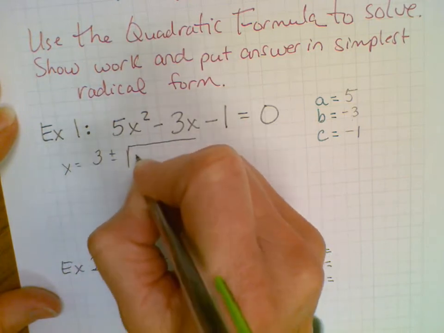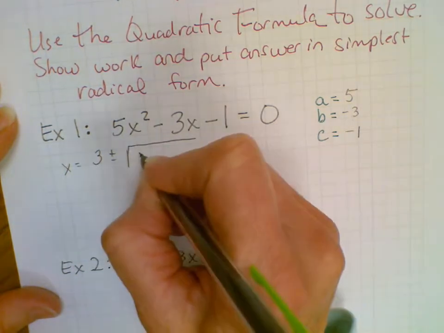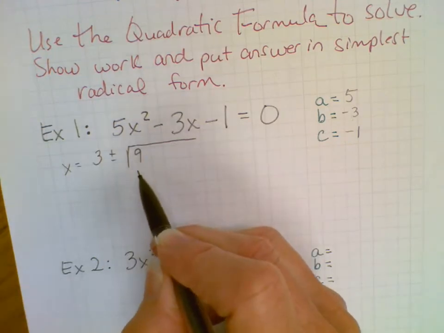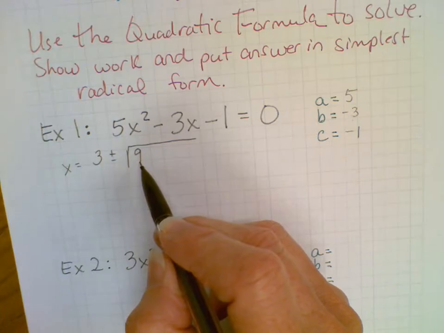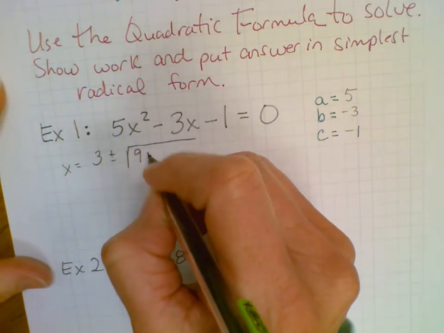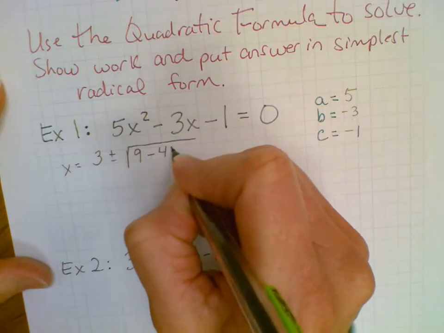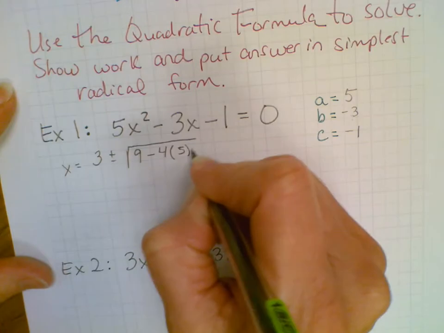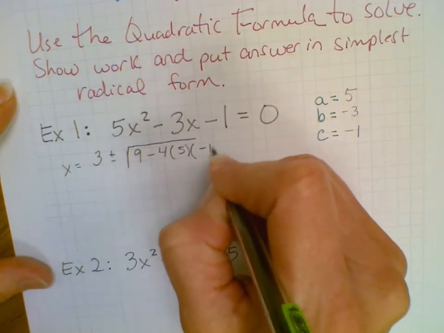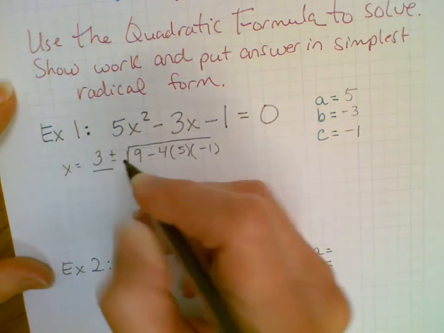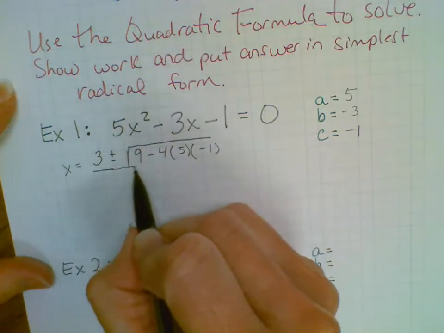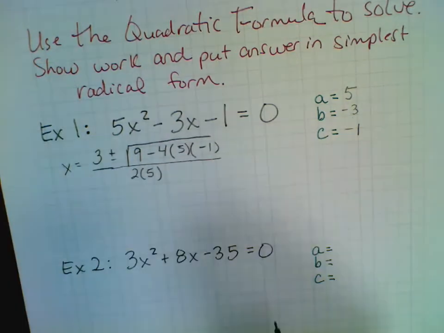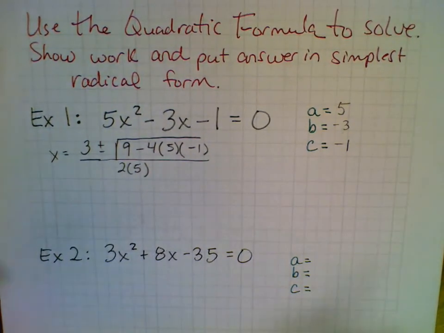b squared. So b squared is going to be -3 squared, which is 9. See, this b squared will always be positive. So I'm just going to square that in my head, or if it's a bigger number, I would square it with a calculator. So minus 4ac all over 2a. Okay, so I've got it plugged in.